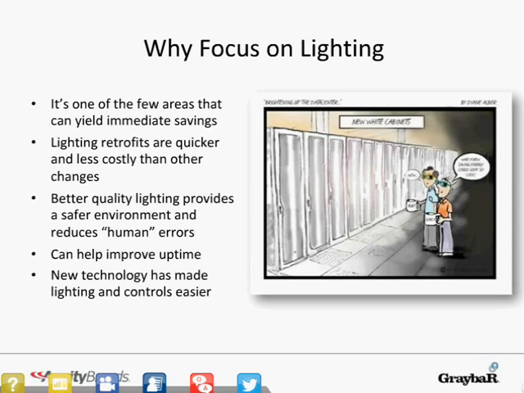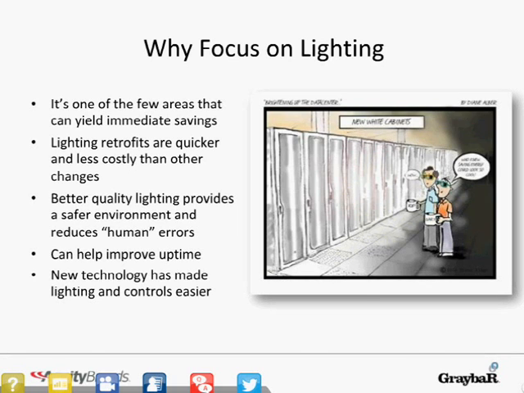And finally, new technology has made lighting and controls much easier. LED lighting and digital controls have made upgrading lighting quick, efficient, and extremely cost-effective. It's never been easier to deploy a superior quality lighting system, and it all starts with the LEDs.